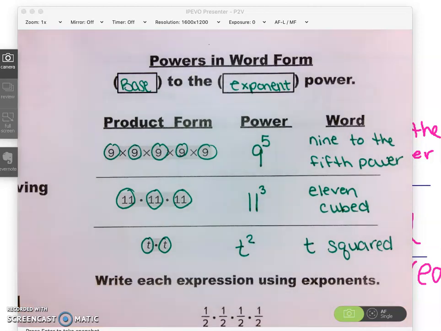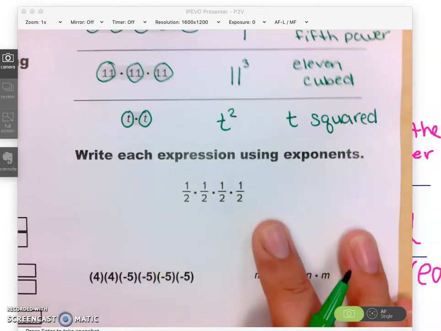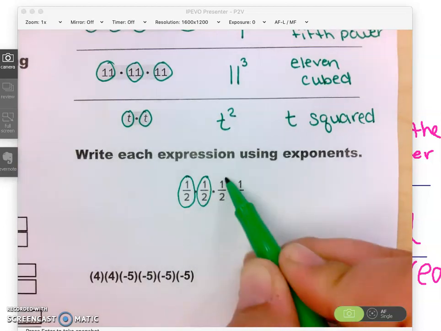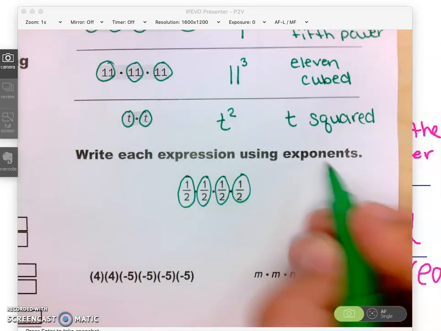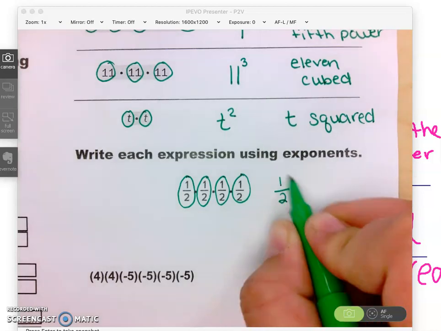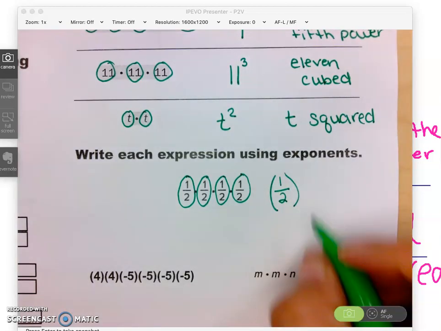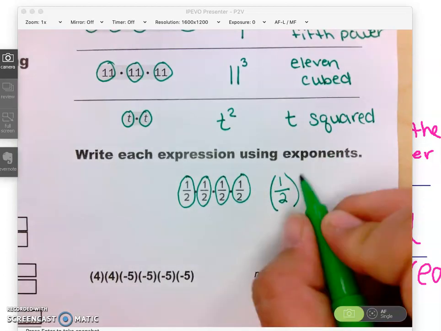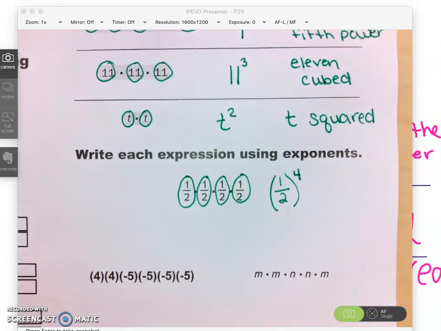Okay, so writing each expression using exponents. So I see that I have the same number, which is 1/2 multiplied by itself 4 times. So I'm going to do 1/2, and I'm actually going to put parentheses around this, knowing that this is one whole number right here, and it's going to be raised to the 4th power.